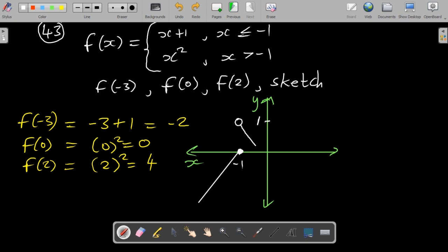And we're just going to proceed with our parabola just as we know it. It should continue like that. Yours will probably look better, but this is how it's generally supposed to look. So from minus 1 going to the left, we have x plus 1. And from minus 1 going to the right, we have a parabola x squared.